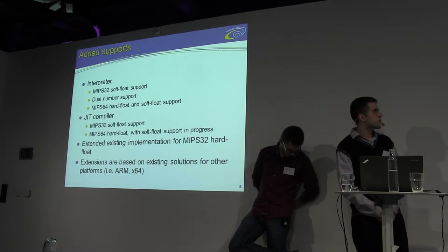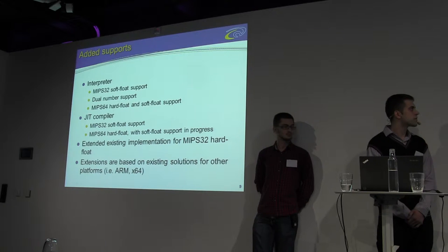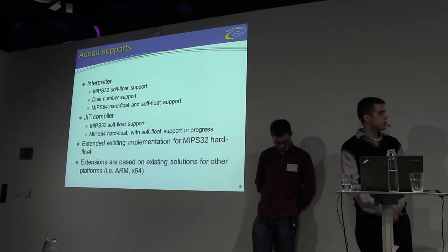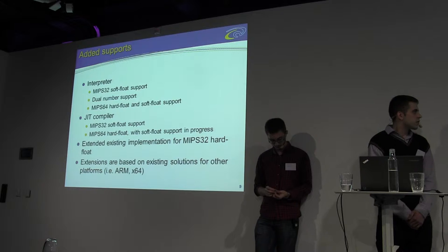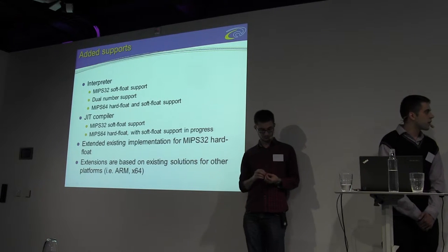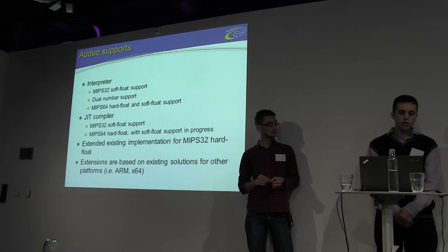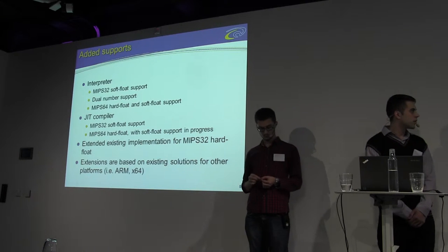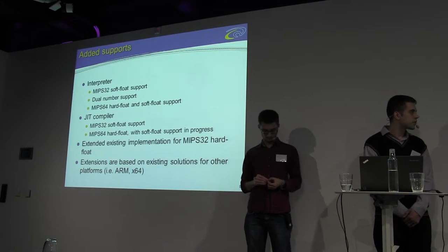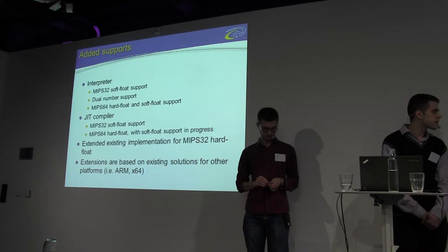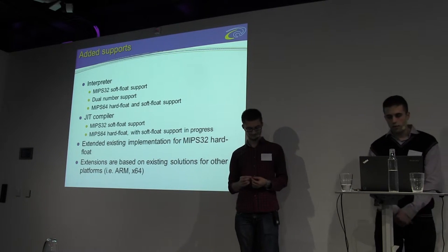For interpreter code, MIPS32 soft float support is added along with dual number support, and for MIPS64, hard float and soft float support are added. Similar things are added in the JIT compiler part: MIPS32 soft float support and MIPS64 hard float, while soft float support for MIPS64 is still in progress. All these supports are enabled by extending the existing implementation of LuaJIT for MIPS32 hard float, and they are based on existing solutions for other platforms such as ARM, x64, and PowerPC.